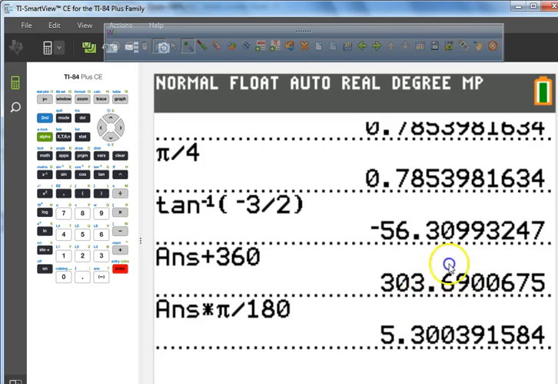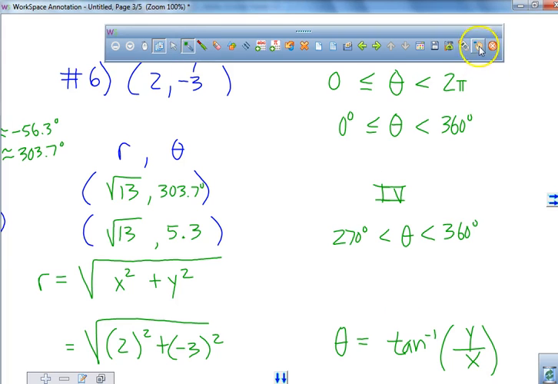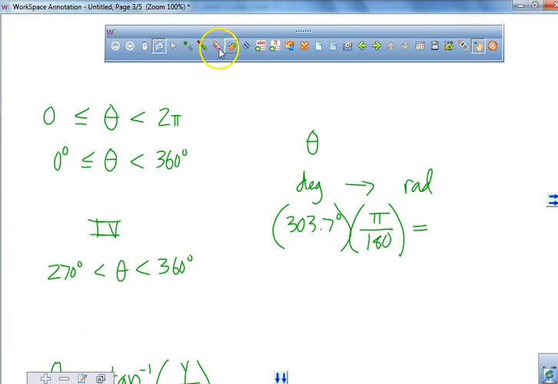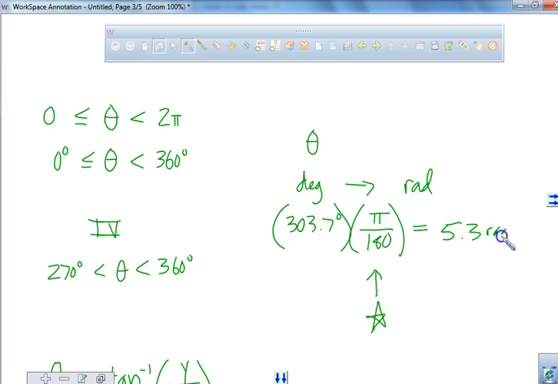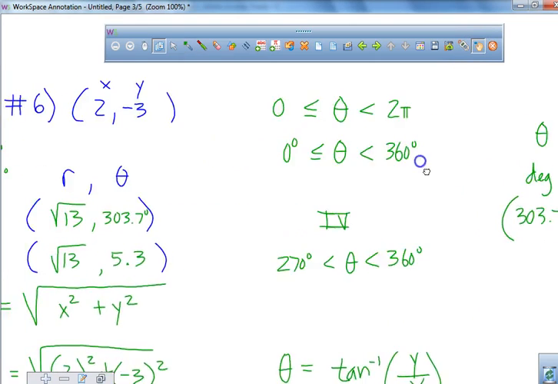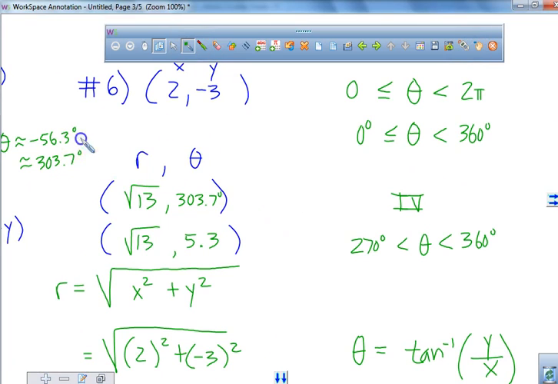Go to your calculator. You saw that I took the degrees, this answer right here, multiplied it by pi over 180, and got 5.3. Once again, anytime you want to go from degrees to radians, this is what you need to multiply your degrees by. 5.3 radians is approximately equal to 303.7 degrees.